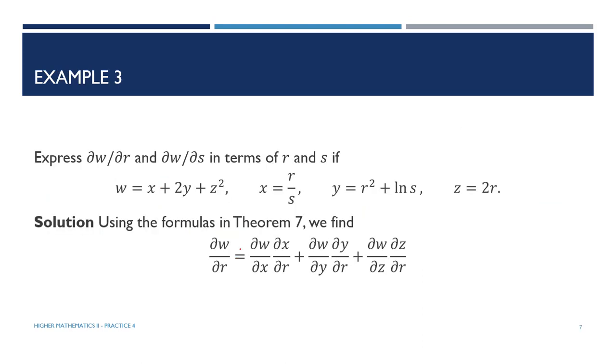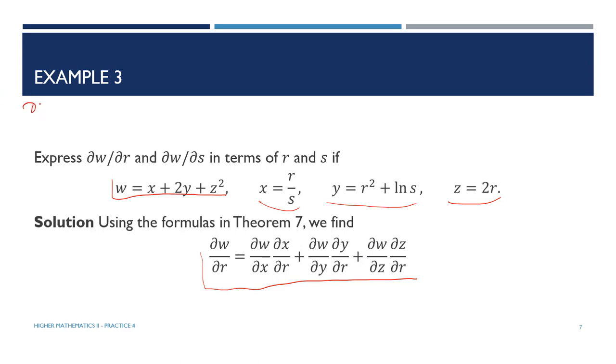In example 3 it says: express the partial derivative of w with respect to r and with respect to s in terms of r and s, if the function is given in the form w equals x plus 2y plus z squared, and x equals r over s, y equals r squared plus ln s, z equals 2r. So what to do? We'll use the formula from theorem 7, which is the partial derivative of w with respect to r, the derivative of w with respect to x times the derivative of x with respect to r, and so on.